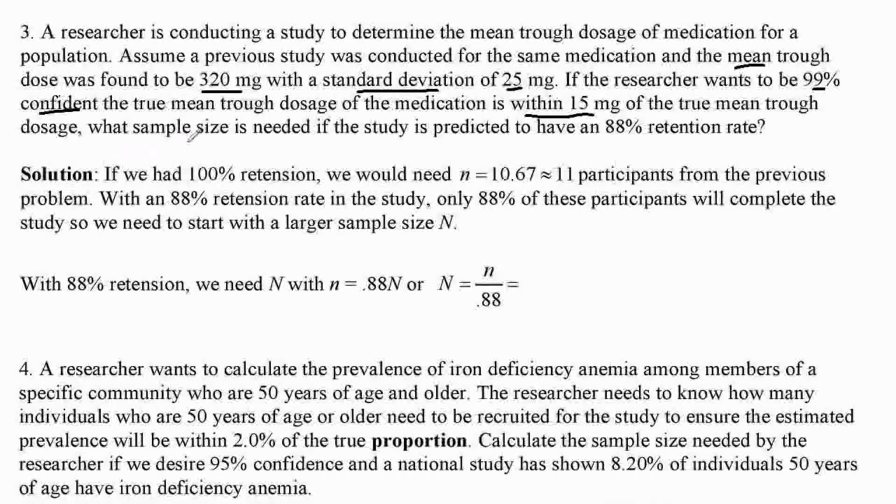And we want to know what sample size is needed if the study is predicted to have 88% retention rate. So what that means is that whatever sample you start with, only 88% of the people are going to keep with the study. 12% are going to drop out. So what we knew is that if we had 100% retention, that was the previous problem, then we needed 11 participants. Okay, but with 88% retention, we have to start with more than 11.